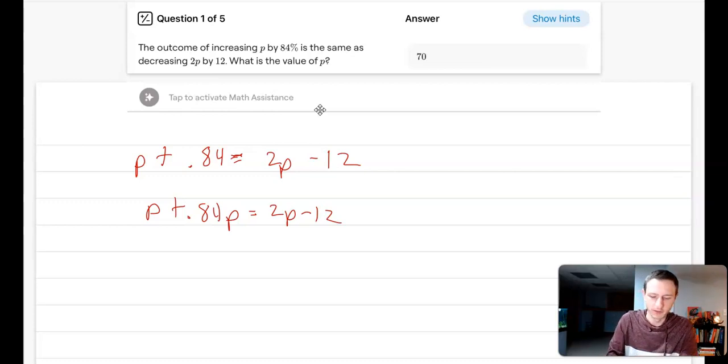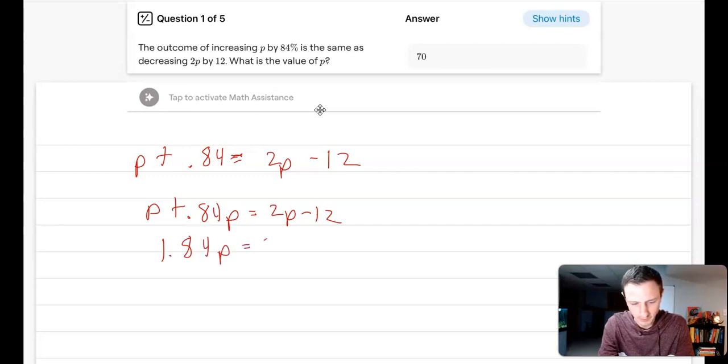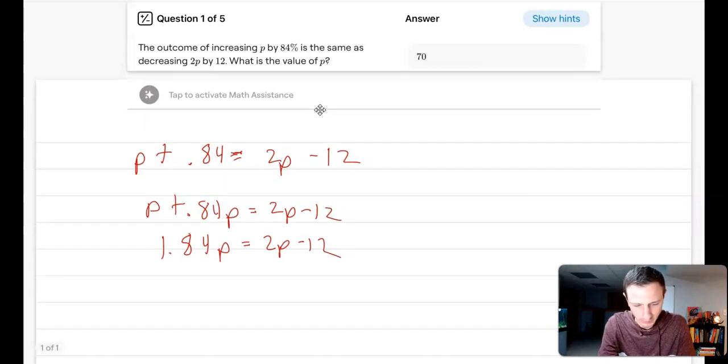Let's try that out. Let's see what happens there. So that's going to be 1.84p. I'm not feeling super great about that. I don't like the way that's worded, but that's okay. 2p minus 12. I could be wrong. Let's add 12, so I'm going to add 12 over. Then I'm also going to subtract 1.84p.